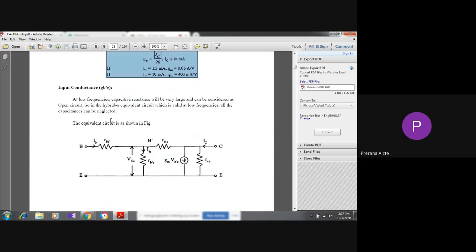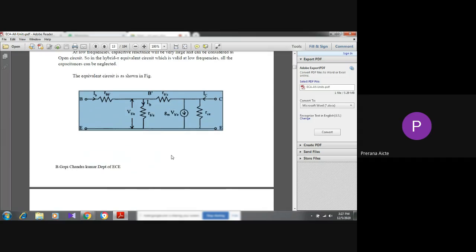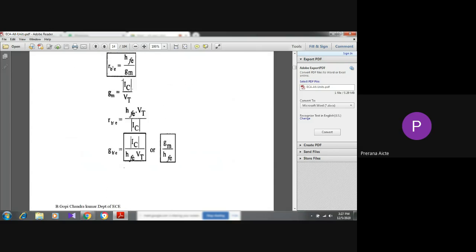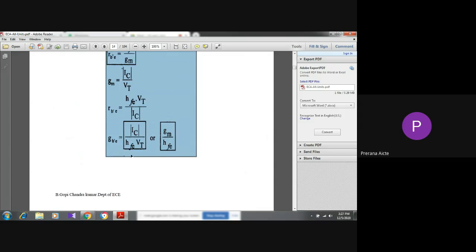Similarly, input conductance gB'E, or we can write gB'E is equal to 1 by rB'E. So how to calculate this gB'E? For this, you consider this figure, and these are the derivation parts. Of course, this is not important for you, for GATE classes. I just want to show these equations. Please go through these equations, and at the end you will get this formula: gB'E is equal to gm by hFE, or IC by hFE into VT.